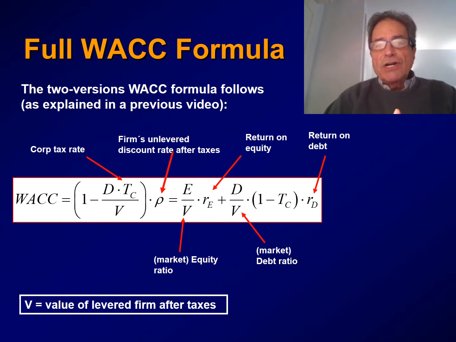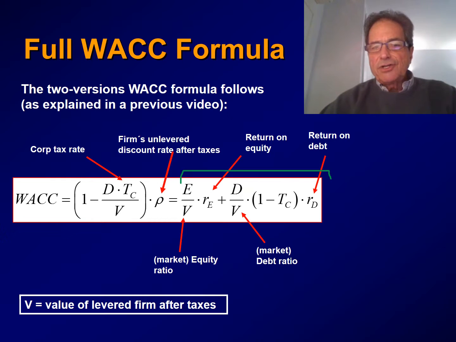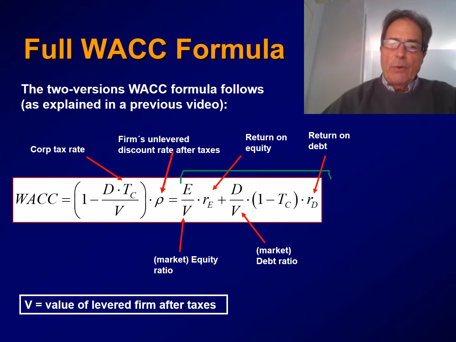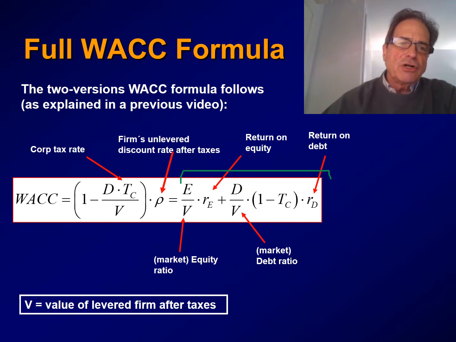First, recall the two versions of the WACC formula that we explained in a previous video. We have a right-hand version and left-hand version. The right-hand version is the one we are familiar with, that shows the WACC is computed just as the ratio of E over V, capitalization ratio of the firm, multiplied by RE, the return on equity, plus the debt ratio, D over V, multiplied by 1 minus TC, TC is the corporate tax rate, and multiplied by RD, which is the cost of debt. That is the well-known version of the WACC formula.